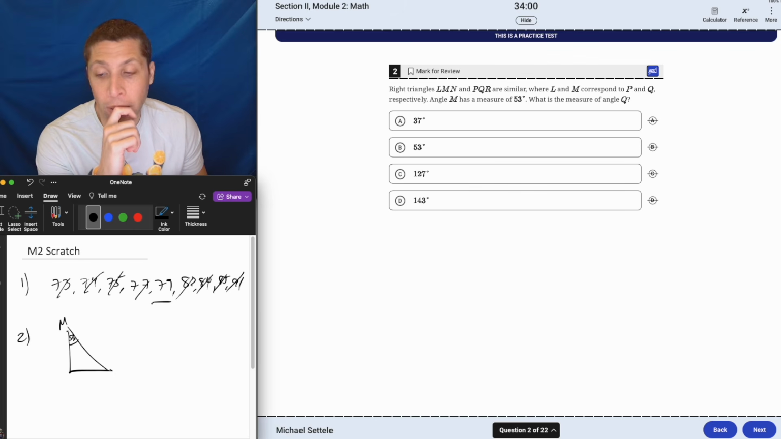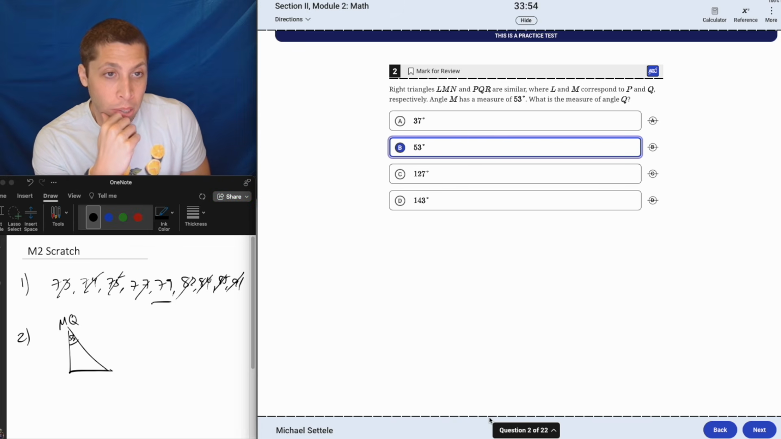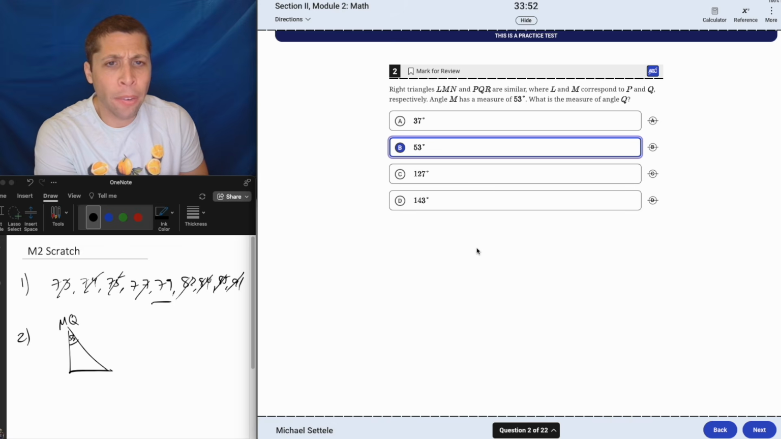L and M correspond to P and Q. So Q is up here too. So Q is 53. Cool. Yeah, they don't tell us what the right angle is, so you can't fill out everything. But as soon as they say L and M correspond to P and Q respectively, that means just keep the same order. So M and Q are both 53. Awesome.